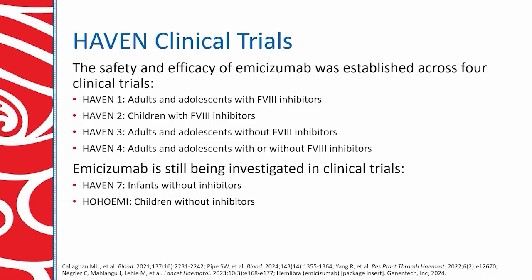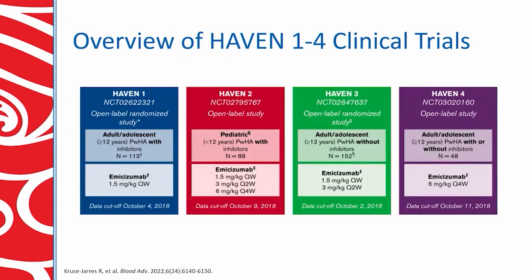And as you can see on the slide, with different types of population. And more recently, the HAVEN 7 study, a very important one in my view, studied if this agent could be started very early in life, because clearly the intention is to prevent joint damage as early as possible. This is a busy slide, but it shows the different populations, and I think it made sense to have different trials, because this is a heterogeneous population.